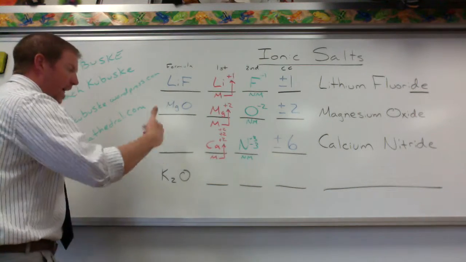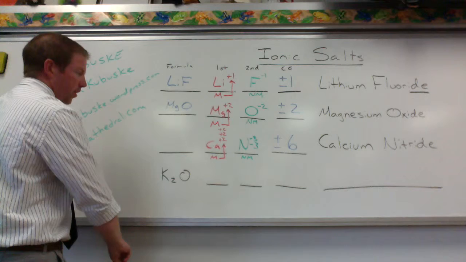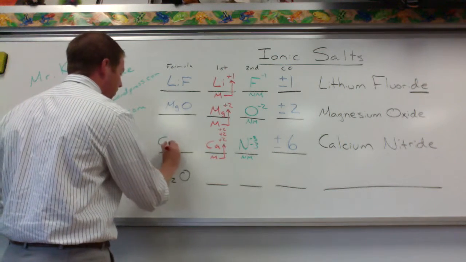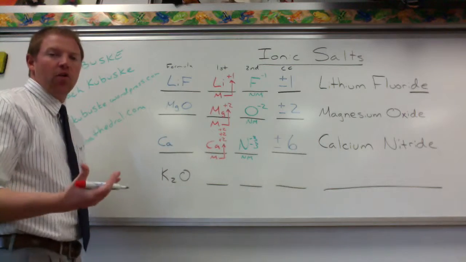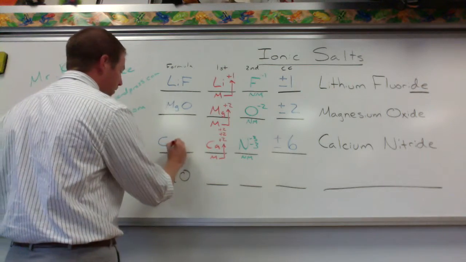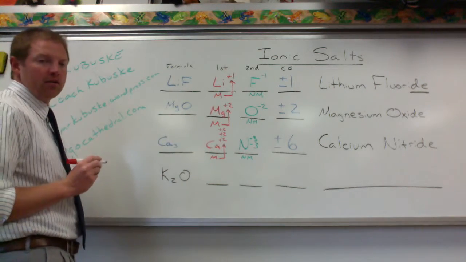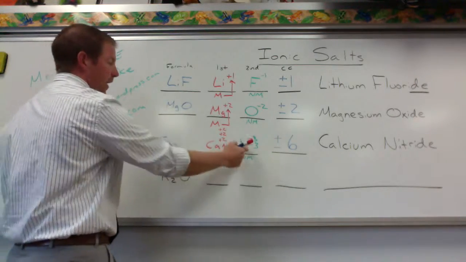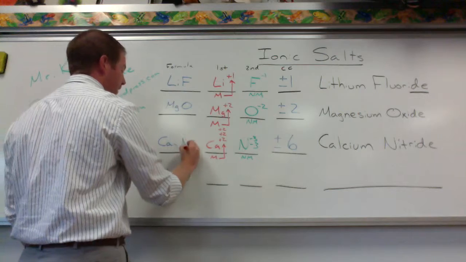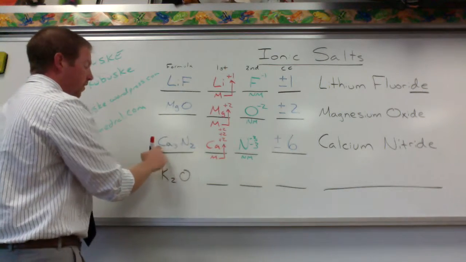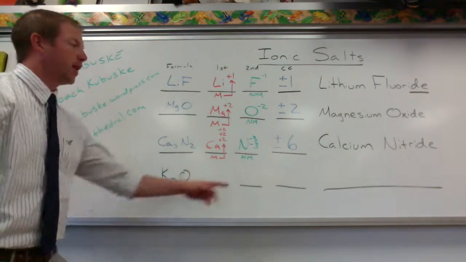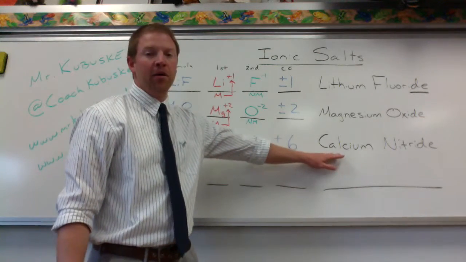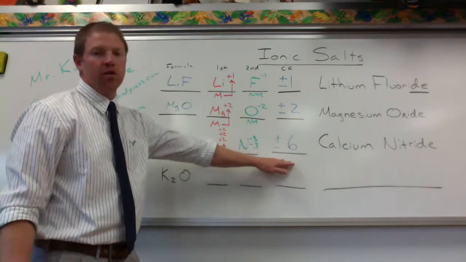Since I had to add calciums and nitrogens in order to get to that number, I need to show that when I write my formula. So it'll be Ca, and then I need to show how many calciums there were. It's Ca3, because I needed 1, 2, 3 calciums to get to a +6. How many nitrogens do I need to get to a -6? I need 2, so I put N2. So it's Ca3N2 for calcium nitride. Now, you wouldn't know the numbers just by looking at the name. That's why we have to figure out the charges when we go to do this.